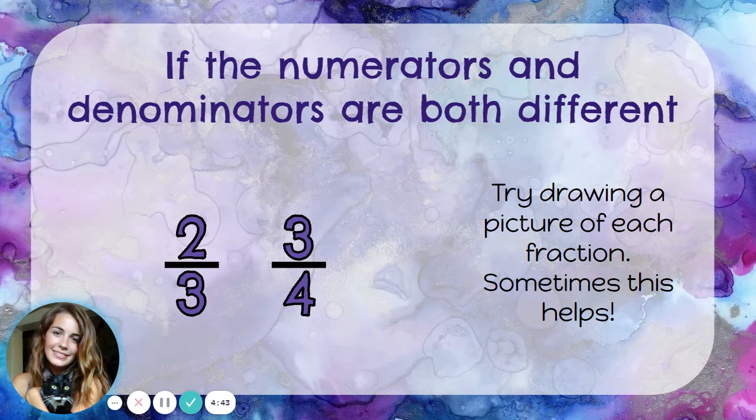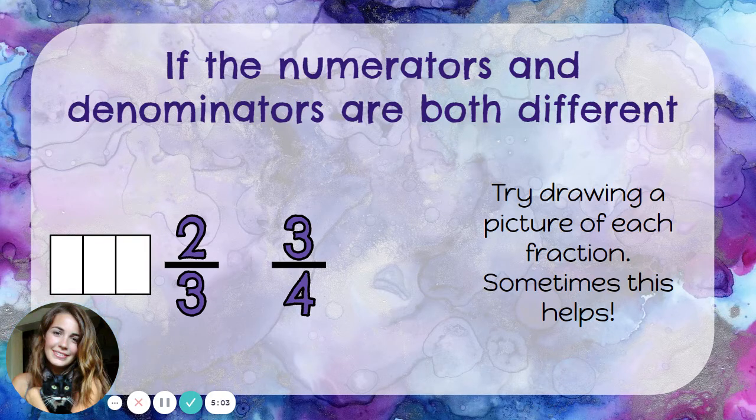So when I draw 2/3 and 3/4, I start by drawing a bar, like this. And then, because I'm drawing 2/3, I need to try to divide this bar into 3 even pieces, which can be kind of tricky. Just do your best. Remember, each piece should be the same size.